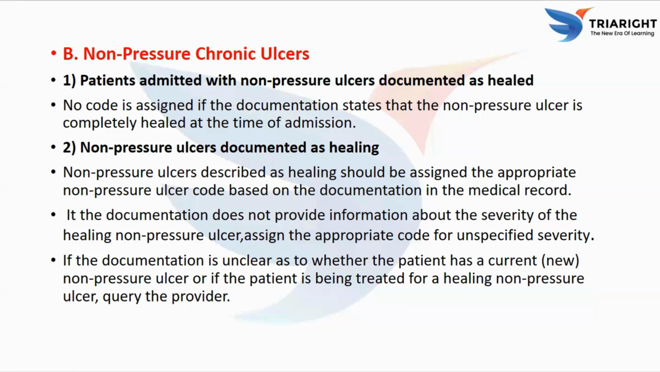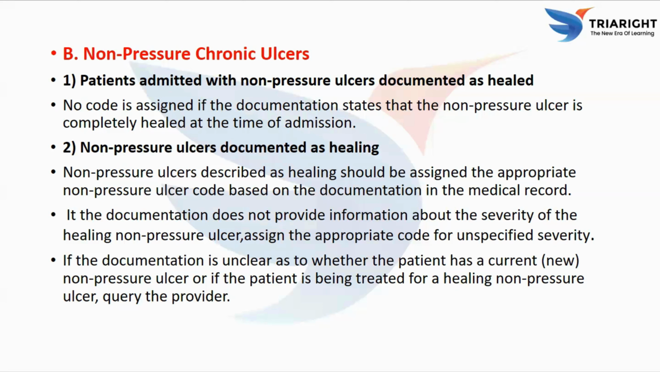How should you code? One, coding for the severity. You should assign a code for the severity whenever the document says healing ulcer plus severity documented. Whenever healing ulcer plus severity is not documented, you have to assign the unspecified severity code. Unlike pressure ulcers, non-pressure ulcers are also staged by severity but not by stage numbers 1 to 4. We have stage numbers 1 to 4 for pressure ulcers, but for non-pressure ulcers we do not have any stage numbers. We only assign the codes based upon the severity.